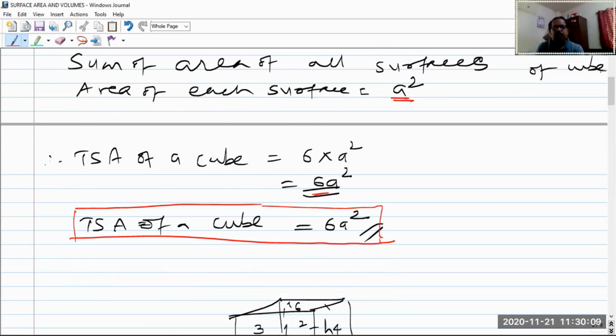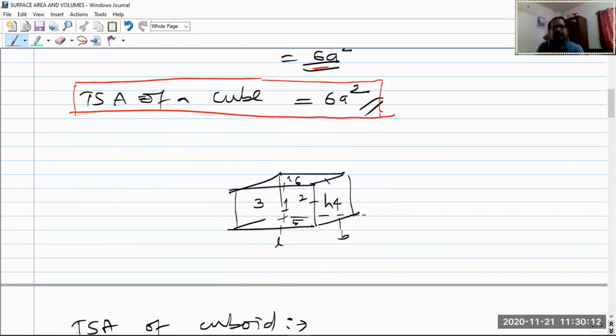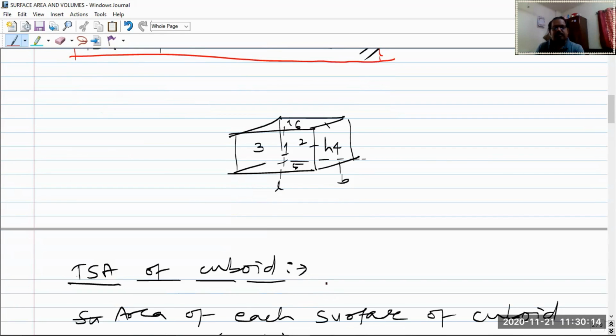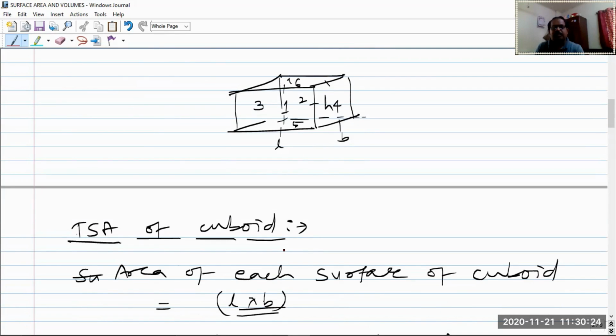After that we come to the total surface area of a cuboid. As we know, each surface of a cuboid is in rectangular form, and we know how to find the area of a rectangle. If the length and breadth of a rectangle are L and B, then the area of that surface will be L into B. Now here we have surfaces having the length, breadth and height.